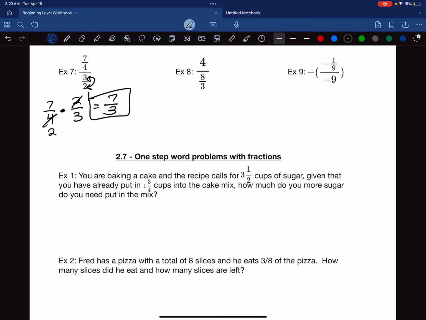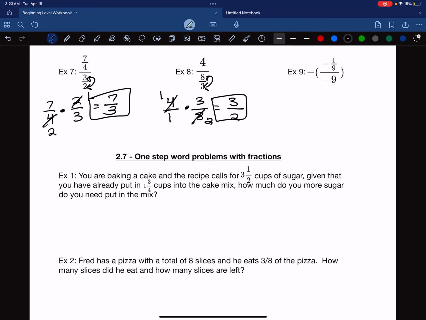Looking at example 8, we have 4 divided by 8/3. We can rewrite 4 as 4 over 1 and multiply that by the reciprocal, or we can flip the fraction. So this becomes 3 over 8, and we can cross reduce. 8 divided by 4 is 2. 4 divided by 4 is 1, so we get 3, and then 1 times 2 is 2.